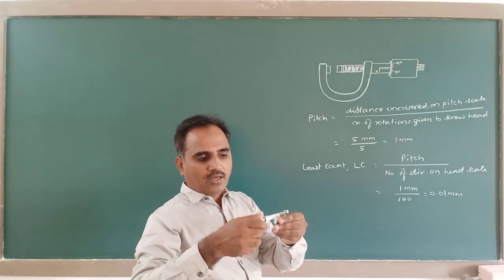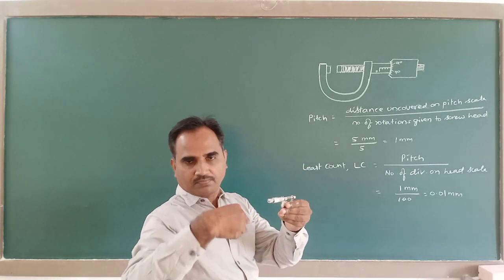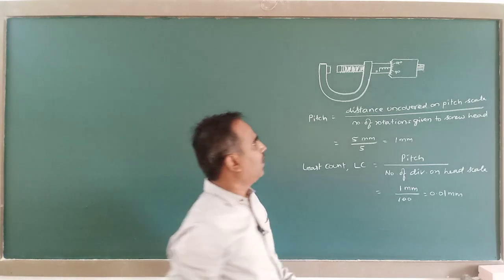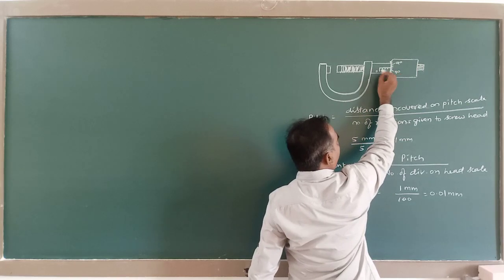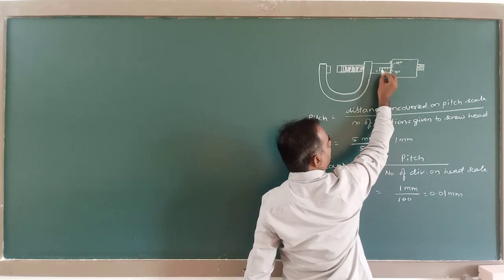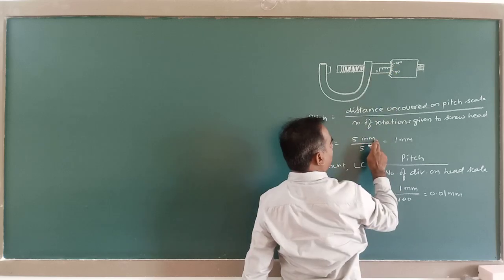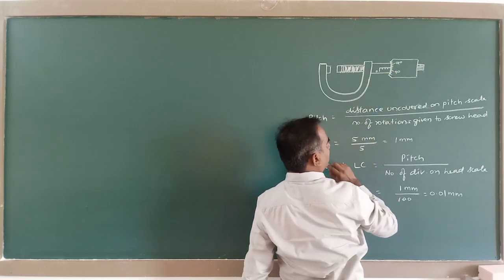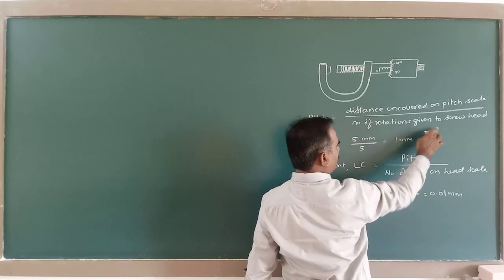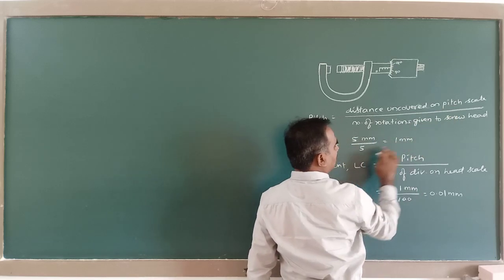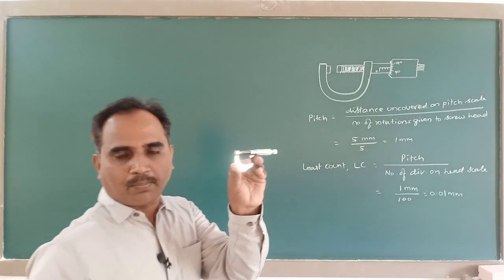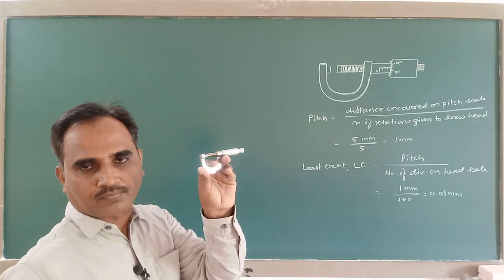Now I give 5 rotations to the screw head. Then this edge moves by 5 millimeters. That means this edge, from here to here, moved up to 5 millimeters. So the distance uncovered on the pitch scale is 5 millimeters. The number of rotations given is 5. Therefore the pitch is 1 millimeter. So for this instrument, the pitch is 1 millimeter.